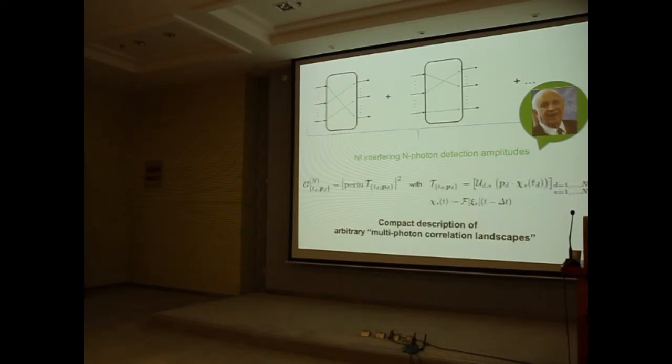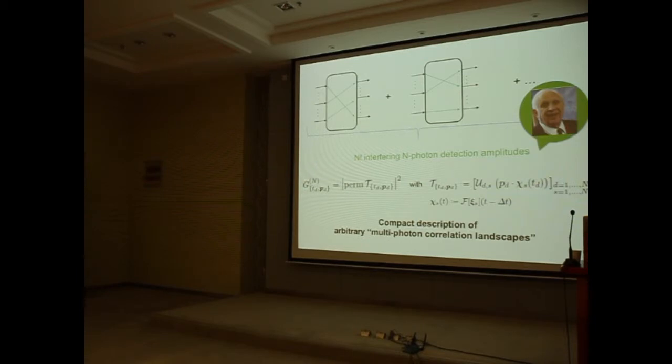And so when you carry out the calculation, you can see that the correlation function has a very nice compact formulation. And here again we see our friend, the permanent. We heard a lot about it. And we have the modulus square of this permanent of a matrix tau, that depends of course on the detection time and on the detected polarization.